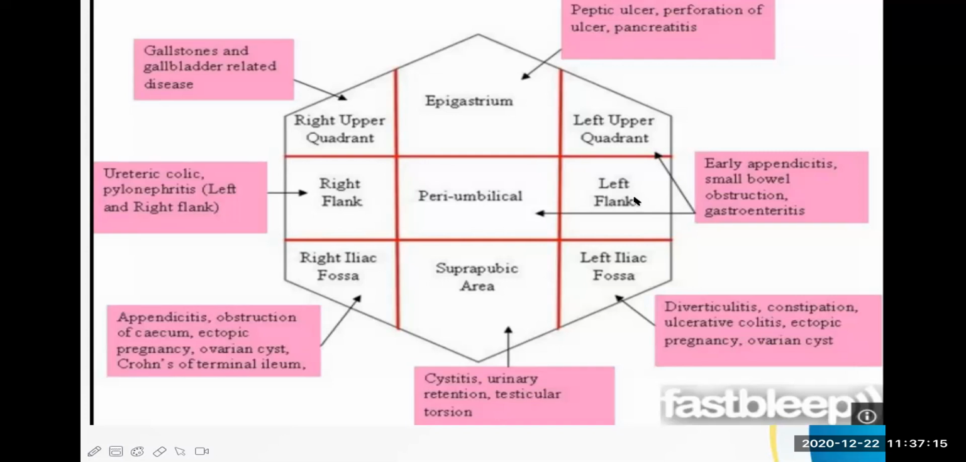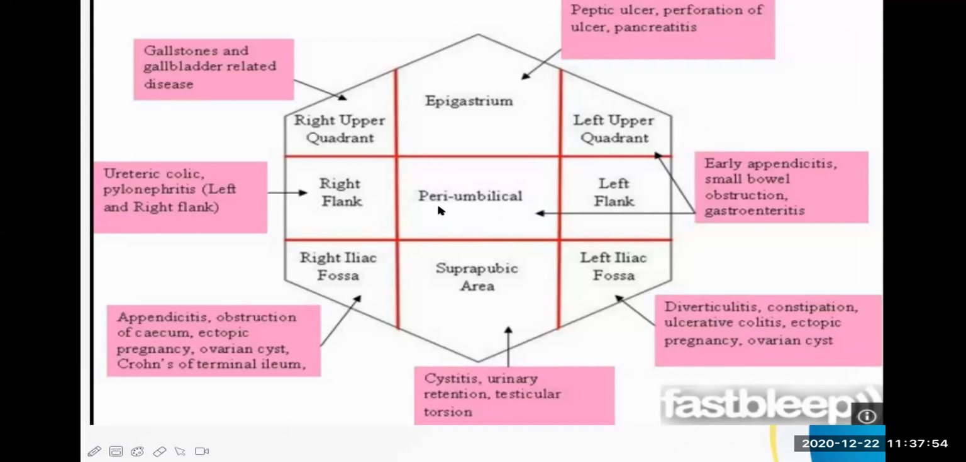In the left iliac fossa, we have diverticulitis. I already talked about it, because the sigmoid colon is the most common part of the intestine where diverticulum can form, especially in older people. Constipation itself, ulcerative colitis, ectopic pregnancy, because another fallopian tube is present in that area, and ovarian cyst as well. Left flank is the area for the kidney, and the left upper quadrant is especially the site for the spleen. So any types of splenic diseases or conditions can have pain there.